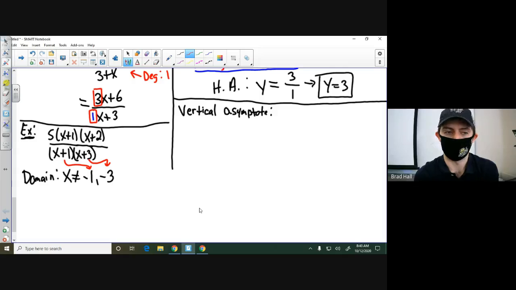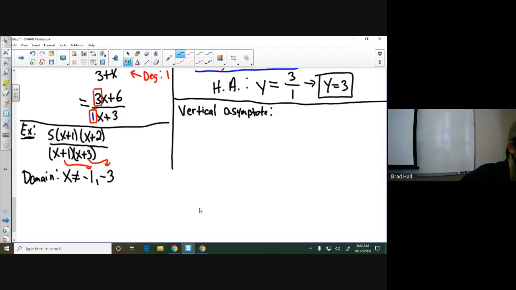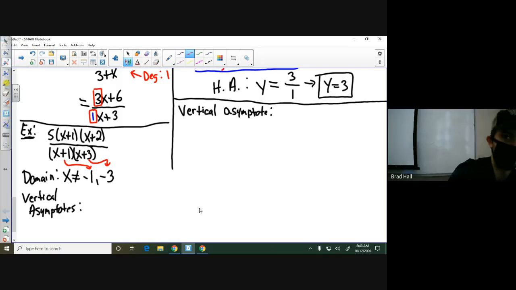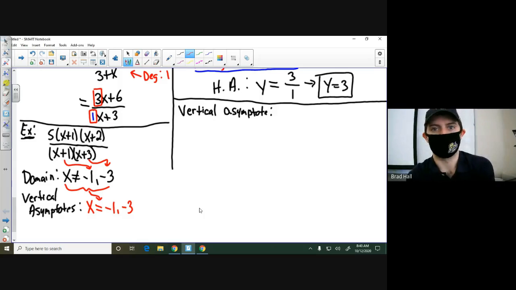Now, the rule of thumb I wanted to give is that the vertical asymptotes, I'm going to write this in red because it's not always true, would just directly be whatever your domain wasn't. Notice that's normally the case 95% of the time, that your domain will just be recycled. Notice all I did was change the not equal sign to an equal sign.